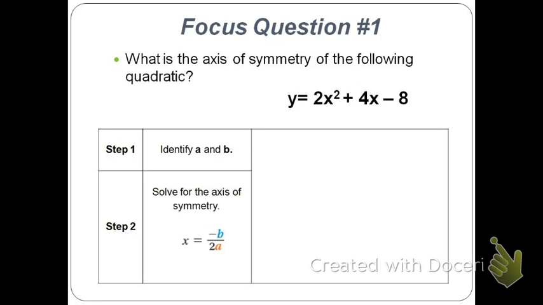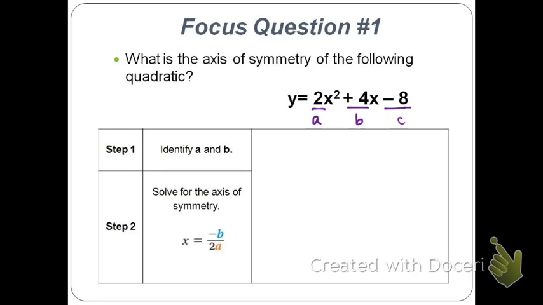Okay, so in our first example, we have y equals 2x squared plus 4x minus 8. If we go to the problem and we try to identify a, we have a is positive 2, b is positive 4, and we'll identify c. It's always good practice, so we can see that the value of c is minus 8, sorry, negative 8.